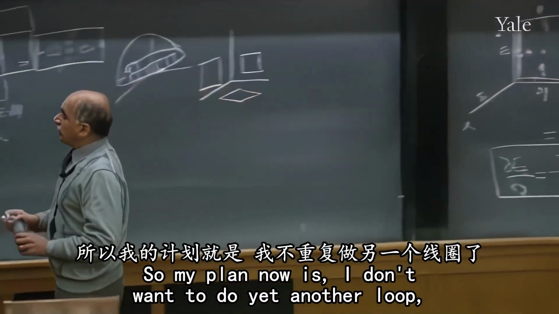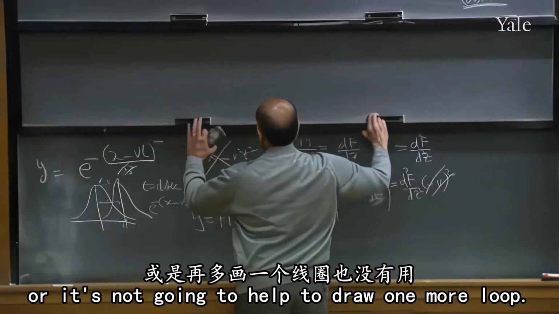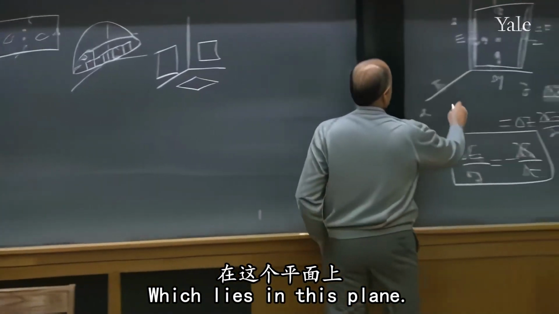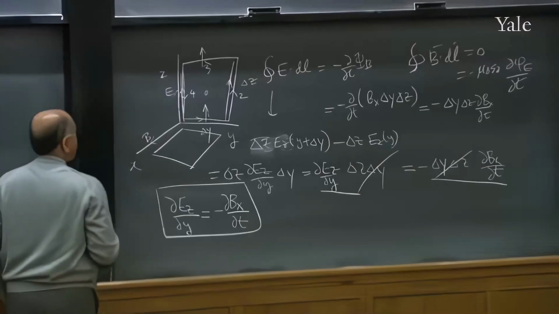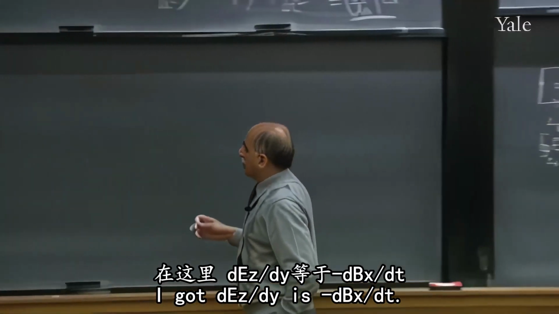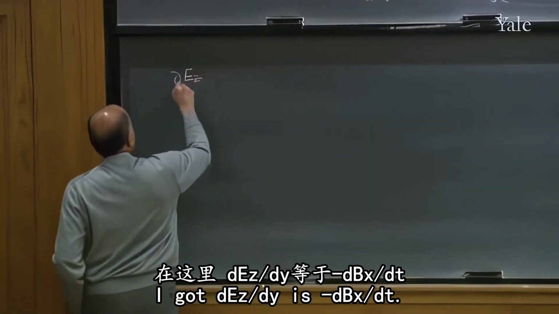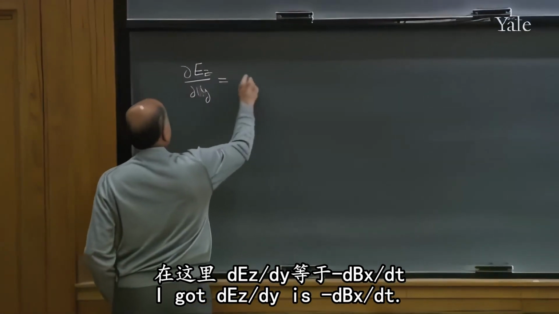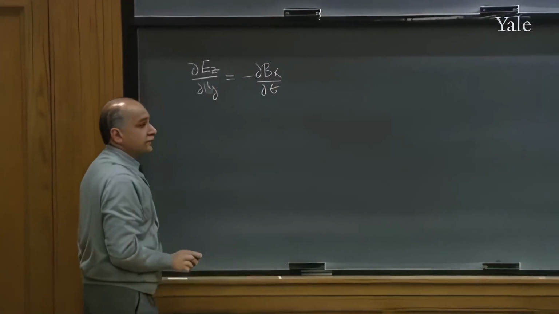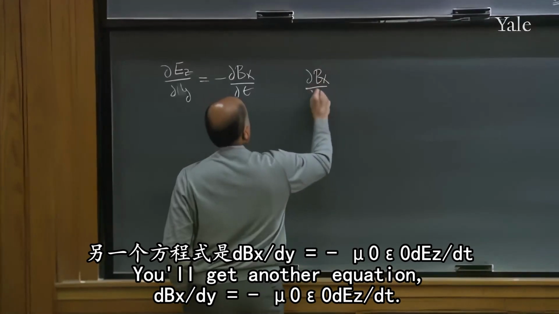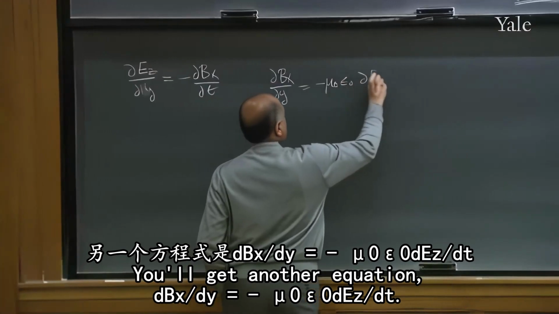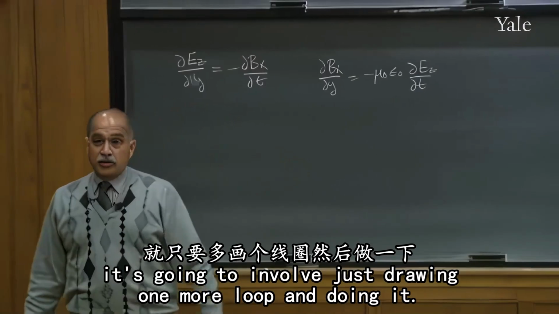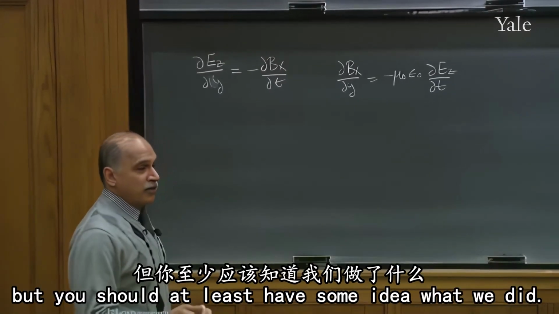So from this loop, I managed to get one equation. My plan now is I don't want to do yet another loop because either you got the idea or it's not going to help to draw one more loop. But I will just say that if you draw the last loop, which lies in this plane, you will get one more equation. I'm just going to tell you what it is. So I got dEz over dy is minus dBx dt. And you'll get another equation, dBx dy is equal to minus mu 0 epsilon 0 dEz dt. I confess that I have not derived this one, but it's going to involve just drawing one more loop and doing it. Now it's really up to you how much you want to do this, but you should at least have some idea what we did.